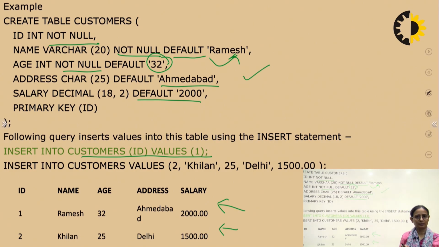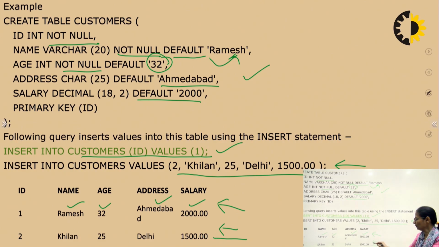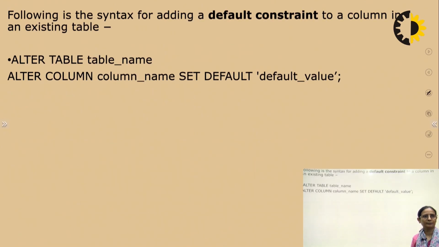Because the other things are assumed from the default constraint which we added here. So for example, in this we haven't provided other things, only the ID value, then Ramesh, this and this values, they are my default ones. But in this insert statement, since I am providing the values, this row contains the values which I have inserted here.